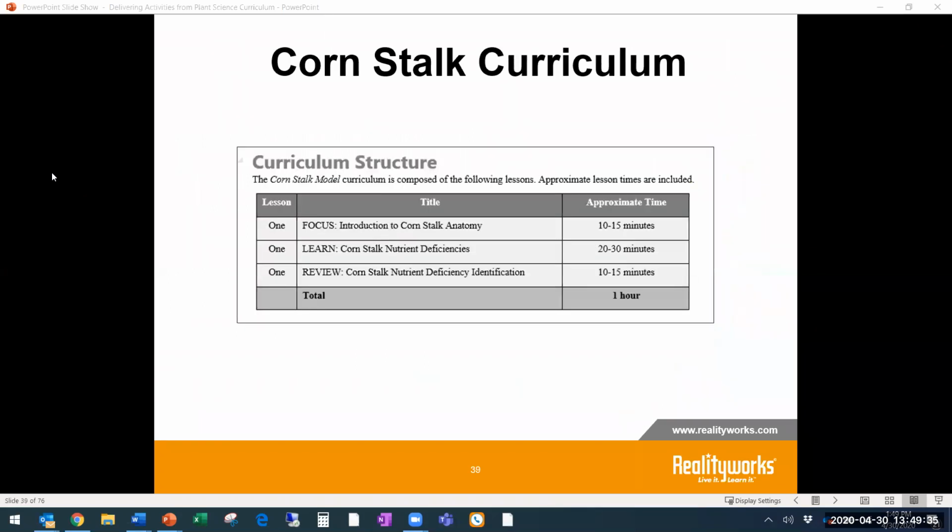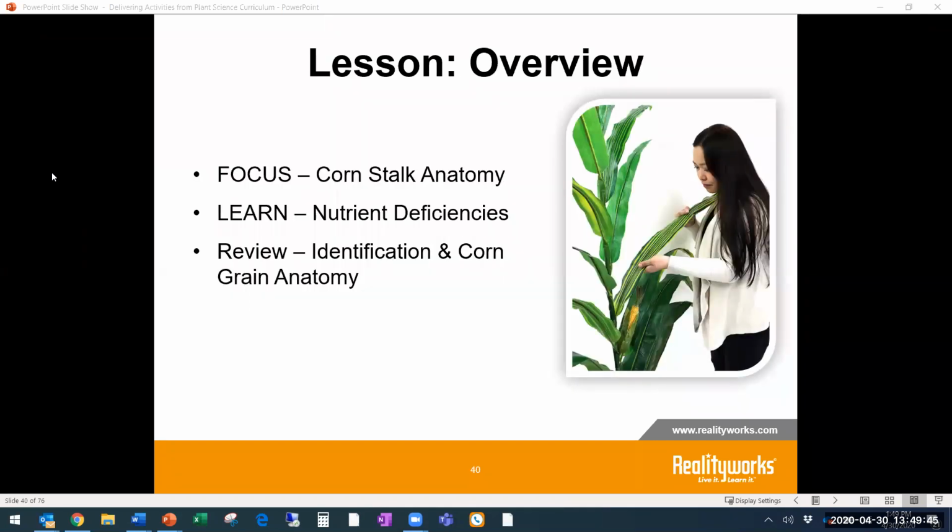Now, the corn stalk curriculum is probably about an hour to 2 hours of walking through the anatomy and the deficiencies that are involved. So a little overview of this lesson is the corn stalk anatomy, giving students a great understanding of the corn plant and what is involved with that. And then going a little deeper into the deficiencies, talking about what the deficiencies look like and why that is important.